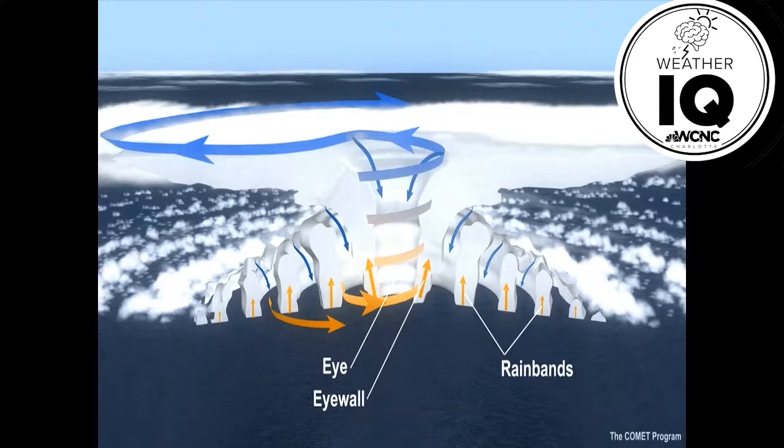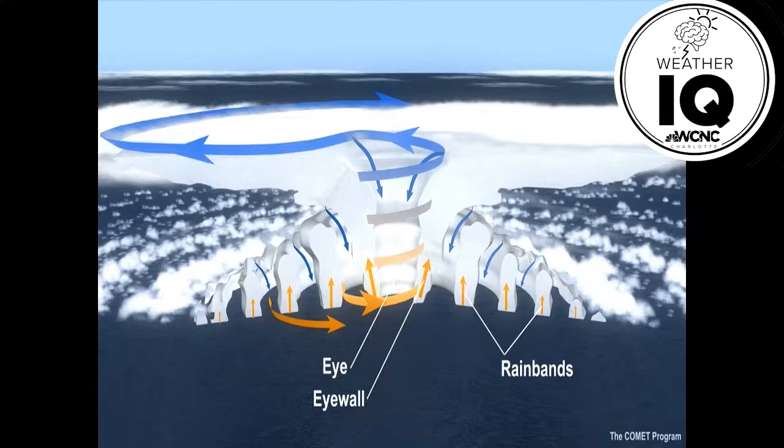So just outside of the eye is the eye wall. This is the most intense part of the storm. Some of the strongest winds at the surface of a hurricane, I should say, are right on the outside of that eye. And this is also where you have some of the strongest thunderstorms as well.